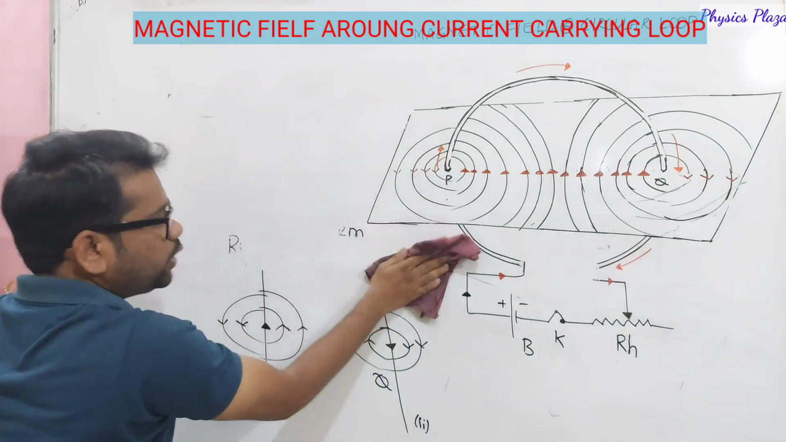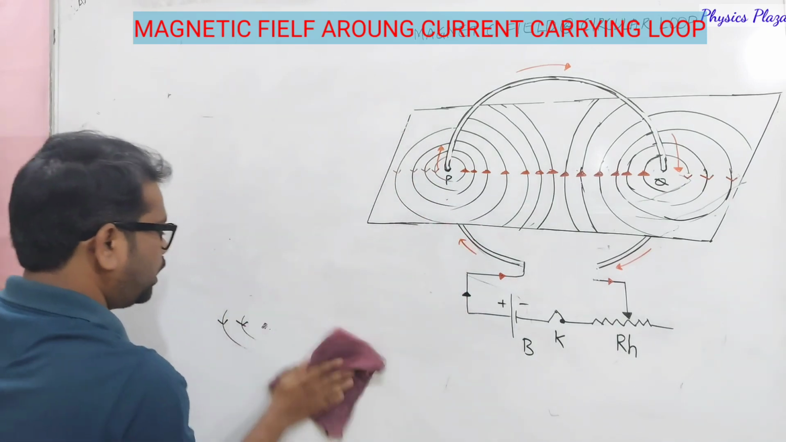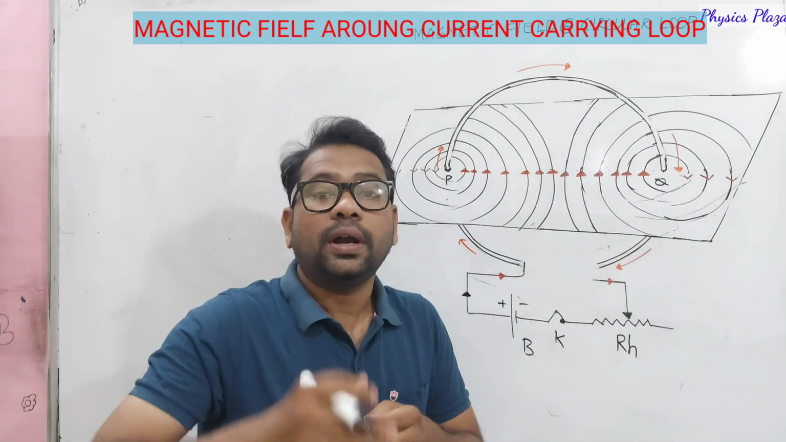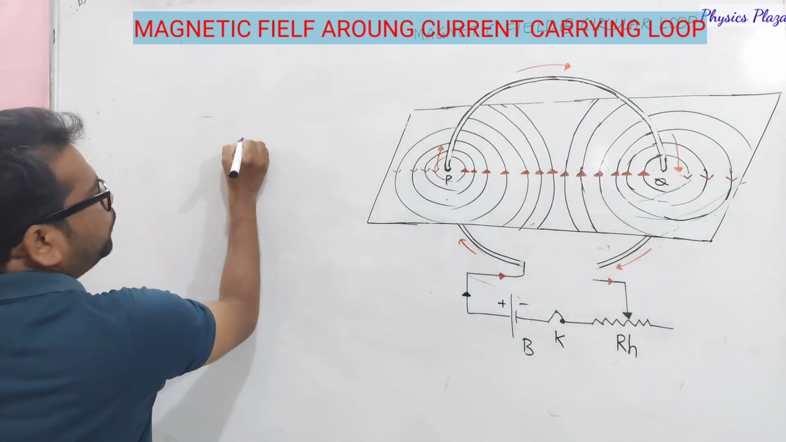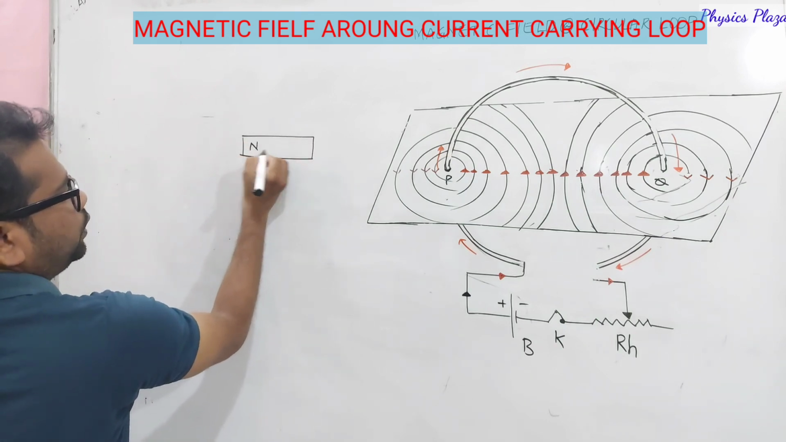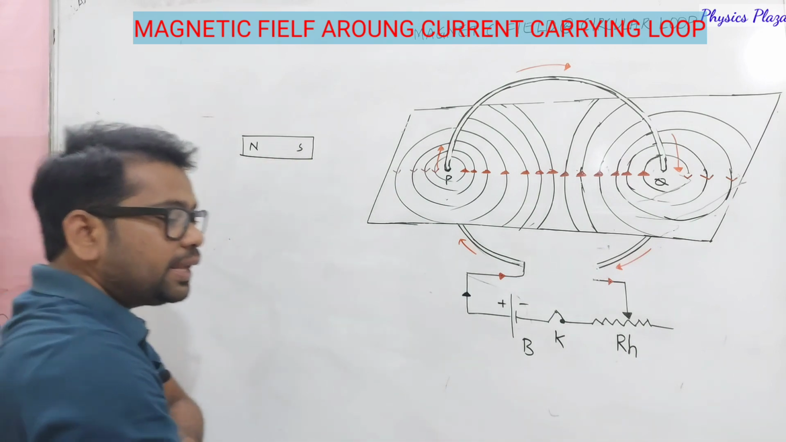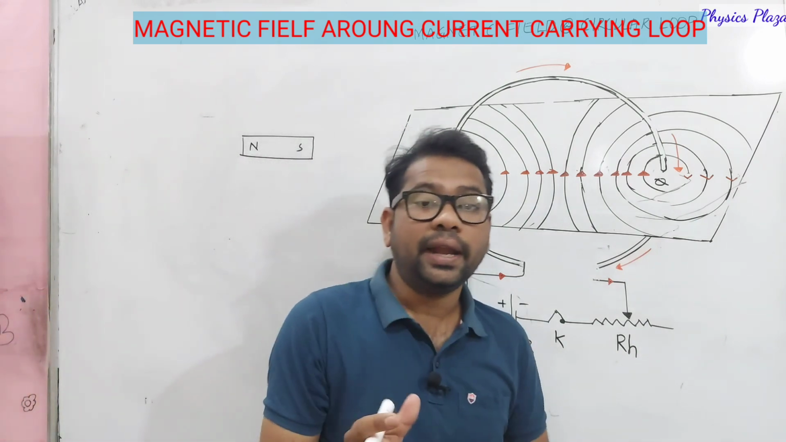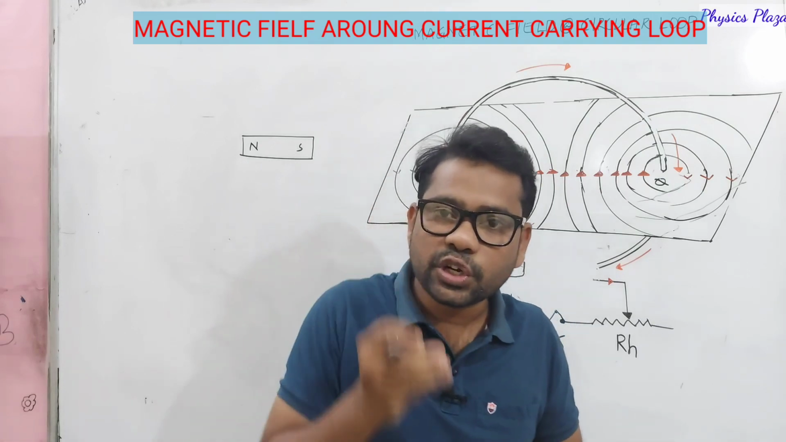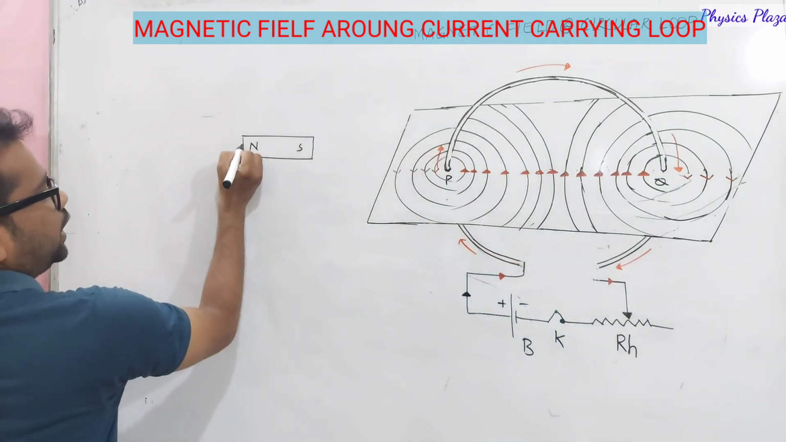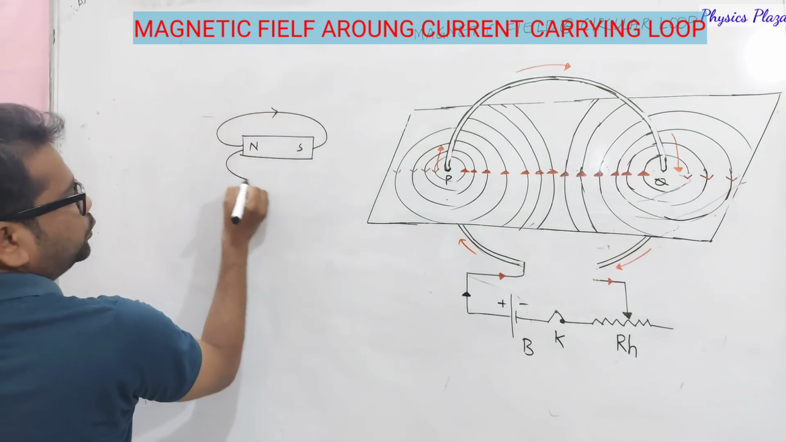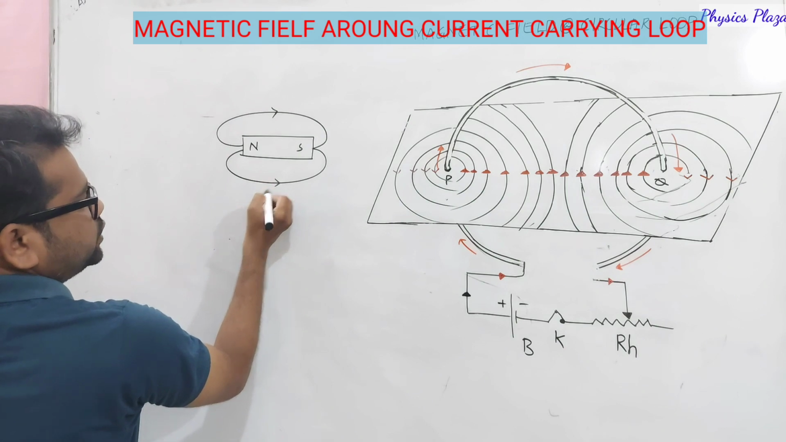Children, from the examination point of view, identifying the south and north polarity is very important. To understand that, first we have to recall a small point. Children, here is a bar magnet, here is a north pole and here is a south pole. In the external magnetic field, at what end will the magnetic field lines leave, and at what end will they enter, children? We all know very well that at a north pole, magnetic field lines will leave. At a south pole, magnetic field lines will enter, like this.